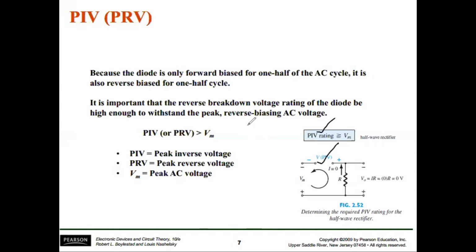So what is PIV? PIV is the maximum voltage which a diode can bear in the reverse bias region, and after the PIV rating, the diode will move toward the breakdown region. We know the breakdown region is where the reverse voltage is so high that the diode will start conducting in the reverse direction. So this thing is very important.